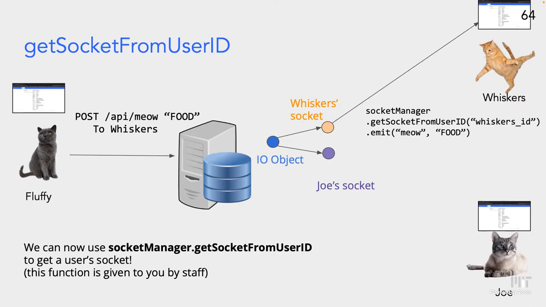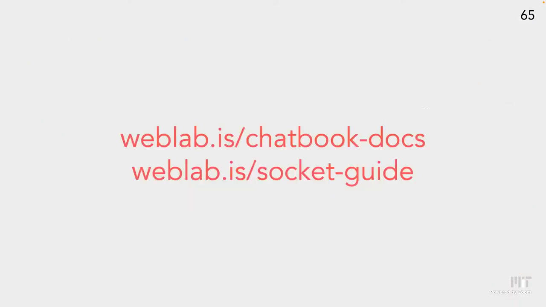The notation is very similar to what we did for all chat. We still start with socketManager because that's the thing that's controlling everything. But instead of using .getIO, which gives you all the sockets, we use getSocketFromUserID and then pass in that ID. So this will give us that one specific socket. And then we use the same .emit notation to send the message and the content. We will demonstrate that in a minute.